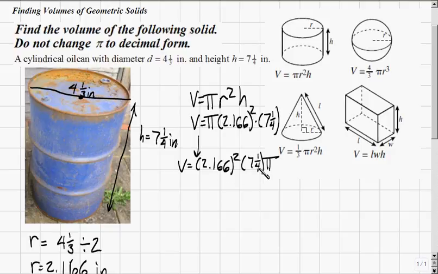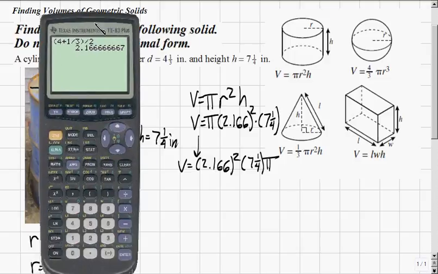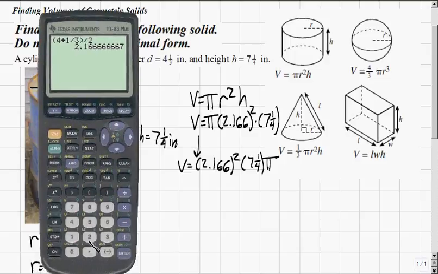Next, let's use a calculator to find the decimal approximation to this answer. Again, using our calculator, we'll multiply 2.166 squared times the quantity of 7 plus 1 over 4. When we hit enter, we come up with a decimal approximation for 2.166 squared times 7 1/4. So this volume would become 34.01378 with a pi at the end.